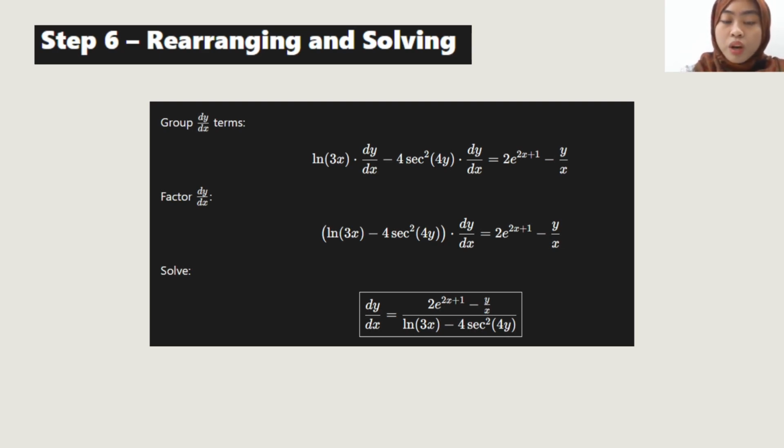Now, we factor out dy over dx from the left hand side. This gives us dy over dx multiplied by open bracket log 3x minus 4 secant squared of 4y close bracket equals the right hand side. Now, we divide both sides by the expression in brackets to solve for dy over dx. So, the final answer is dy over dx equals 2 times e to the power of 2x plus 1 minus y over x, all divided by log 3x minus 4 secant squared of 4y. This is our final result using implicit differentiation.